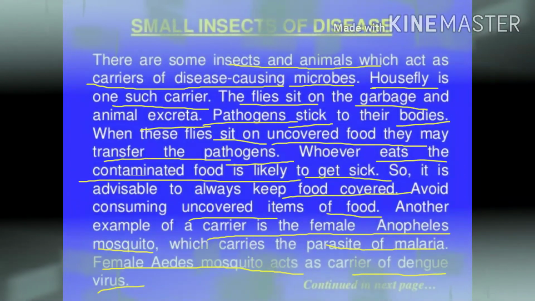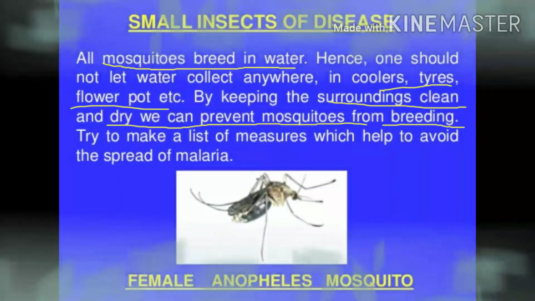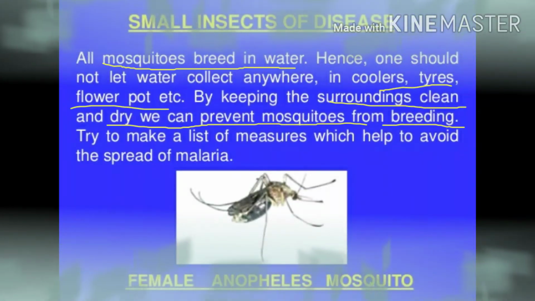So students, in this slide we have discussed a total of 3 disease carriers: housefly, female Anopheles mosquito and female Aedes mosquito. All mosquitoes breed in water. Hence, one should not let water collect anywhere. All mosquitoes breed in water means all mosquitoes reproduce in water.